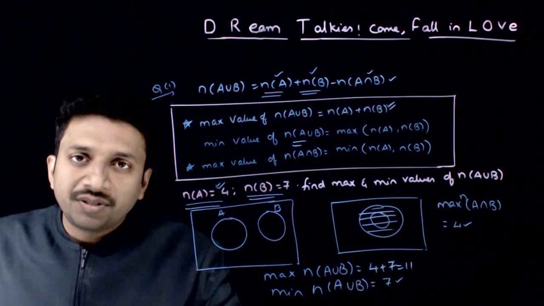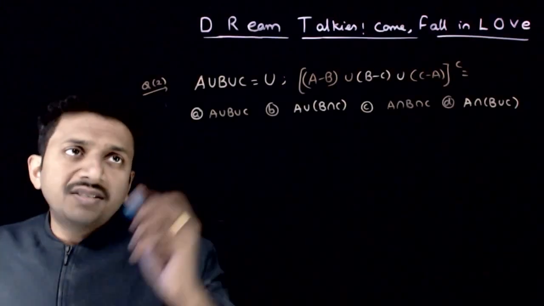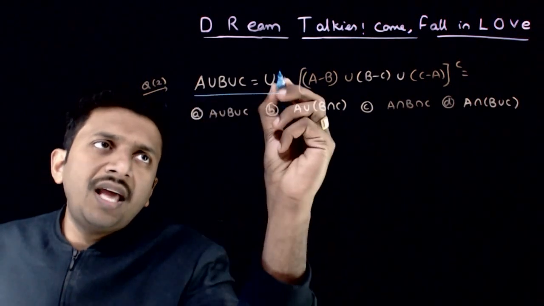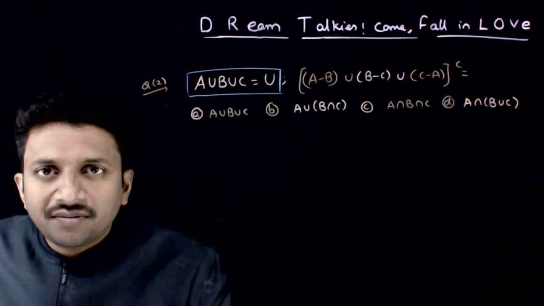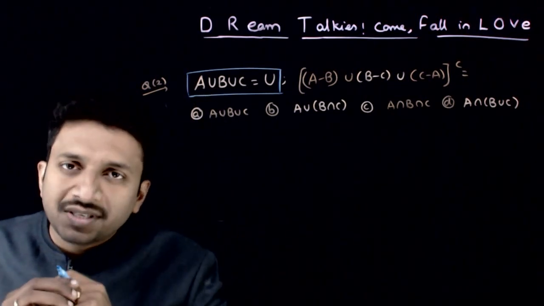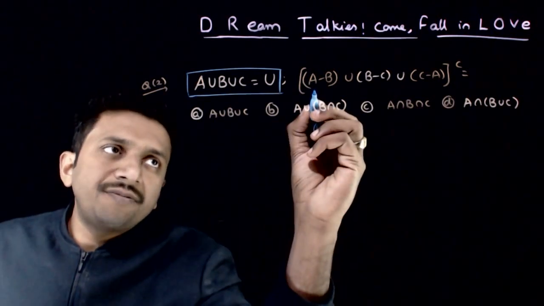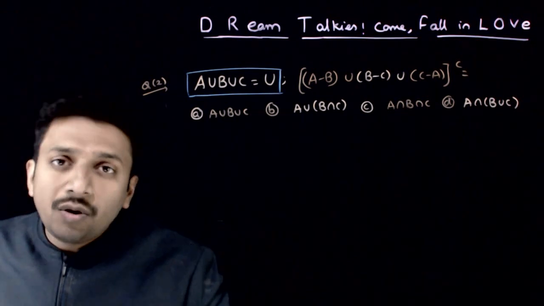So I hope you have understood this question. So let's go to the next question. The next question is: you're given that A union B union C is equal to the universal set. That is, if you combine A, B and C, you get all the elements in the universal set. And you're asked to find (A minus B union B minus C union C minus A) whole complement.